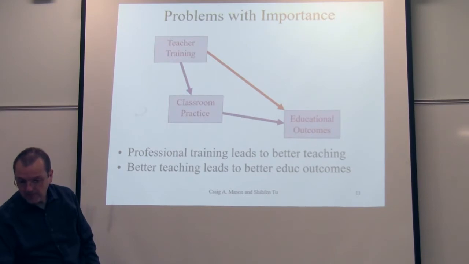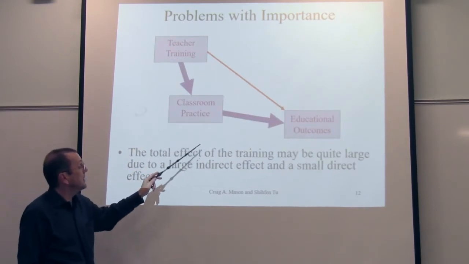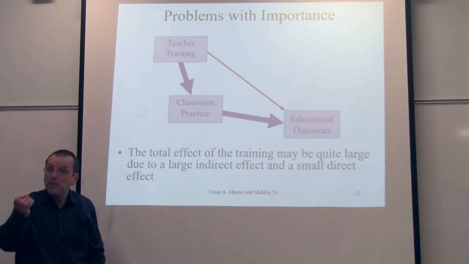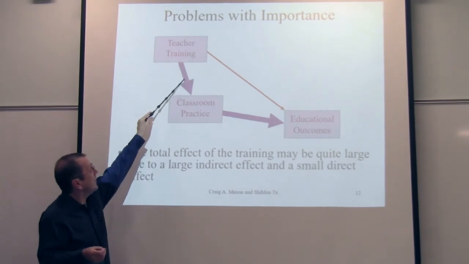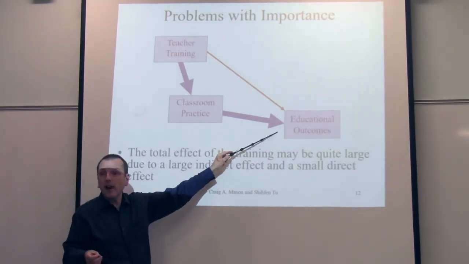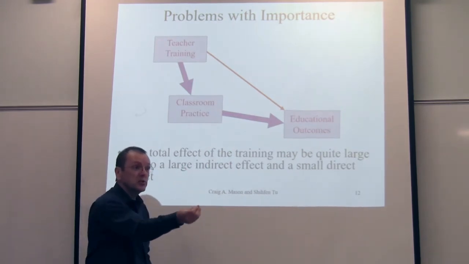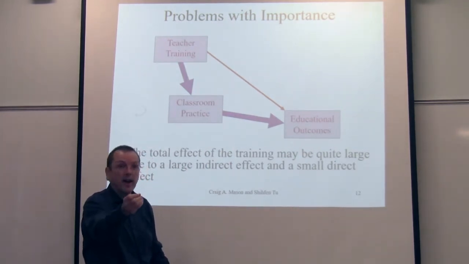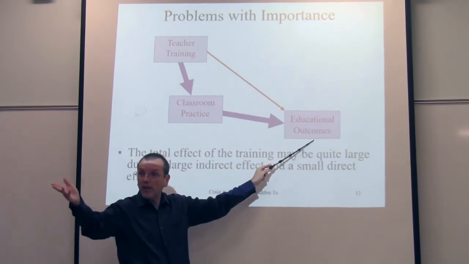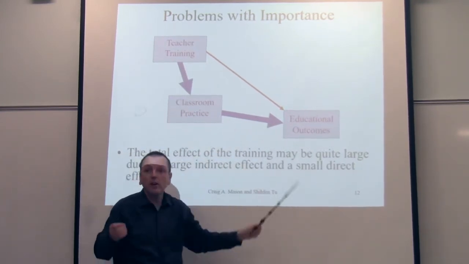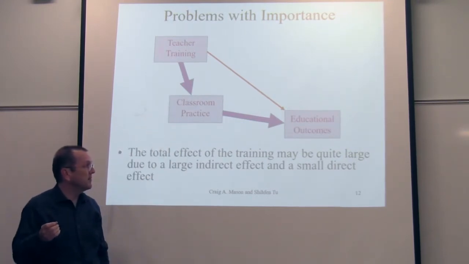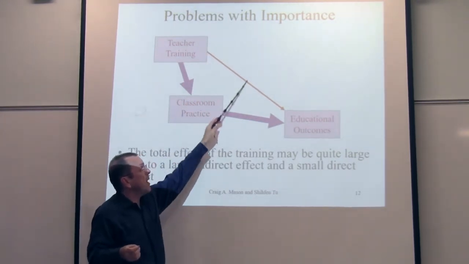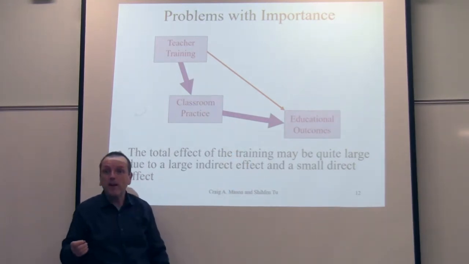Now, the total effect of teacher training might be very large, and it might be very large due to the indirect effect of classroom practice. I'm training teachers to do something. Teachers then do whatever that is, and they go on to have better educational outcomes in their students. This could be a very large effect, completely due to teacher training. The direct effect of my intervention may be very small.